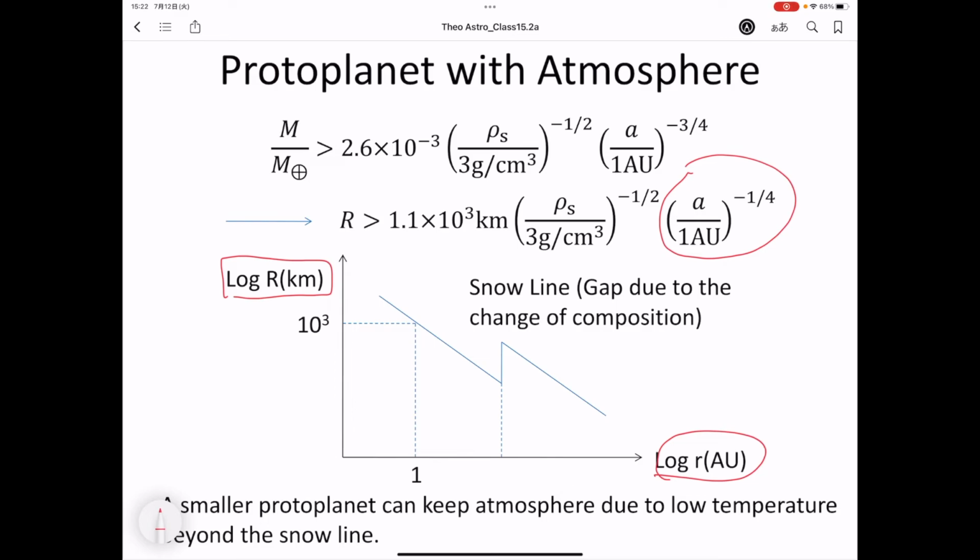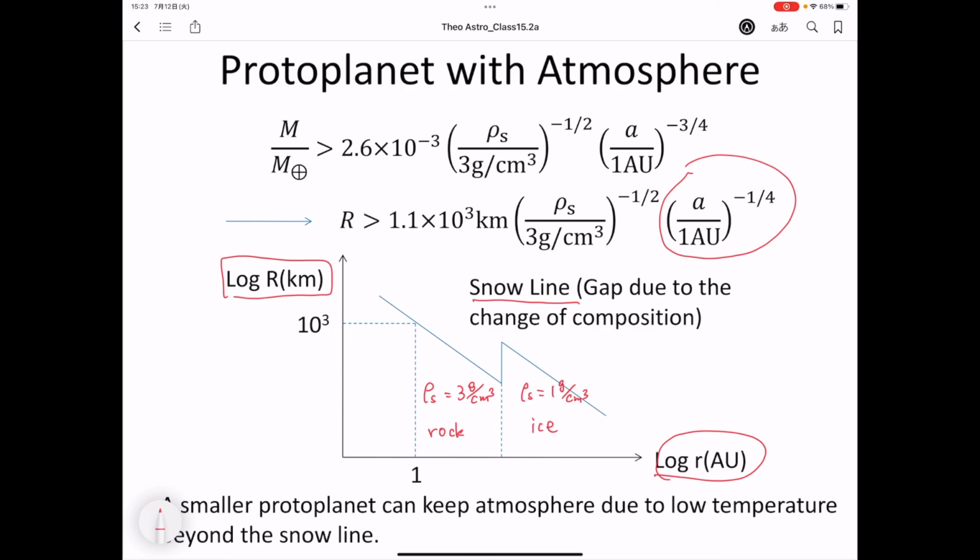Then you might find the gap at the snow lines, a gap due to the change of the compositions. In the inner regions, for the density of the materials, we use 3 gram per cubic centimeters, because the main composition of the material is rock. In the outer region, we use 1 gram per cubic centimeters, because ice is the main composition. So we could find the gap at the snow lines. A smaller protoplanet can keep atmosphere due to low temperatures beyond the snow lines, and also the low density of materials beyond the snow lines.